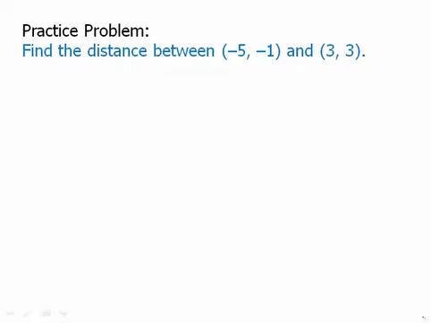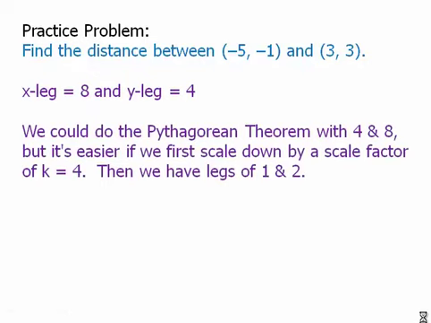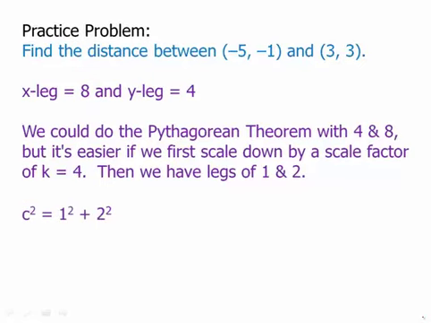Here's a practice problem. Find the distance between those 2 points. Pause the video and then we'll talk about this. Okay, so if we find the x leg, the run between them, we get a run of 8 and a rise of 4, a y leg of 4. We could do the Pythagorean theorem with legs of 4 and 8, but it's easier if we scale down first by the greatest common factor, a scale factor of 4. We scale down to a much smaller triangle with legs of 1 and 2.